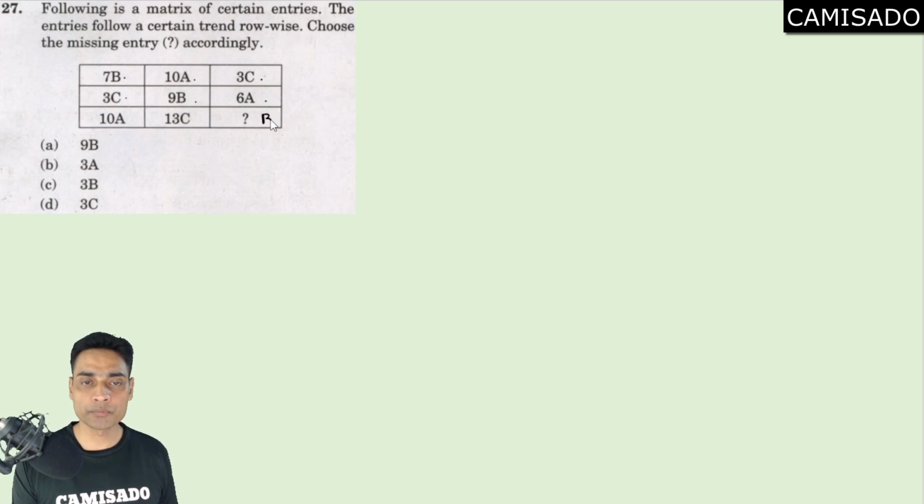So first of all, put B here. Then another part is, what we can see is 10 minus 7, 3. 9 minus 3, 6. 13 minus 10, 3. So ultimately 3B is the correct option. Option number C for this particular question.